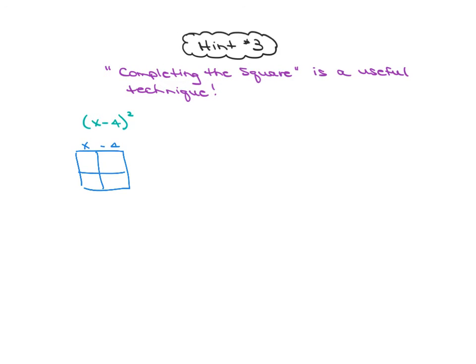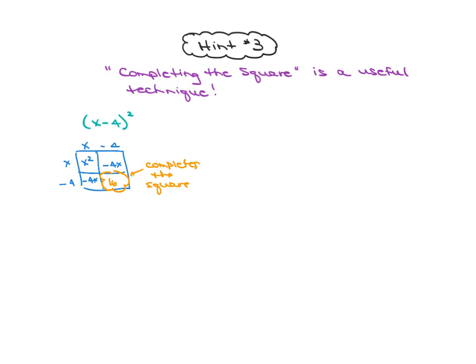x minus 4, x minus 4, and fill it in, x squared minus 4x minus 4x. Okay, this next step, negative 4 times negative 4 is 16. Finding that number 16 is what we say completes the square. So that's where the name completing the square comes from. All right, now let's look at an example.